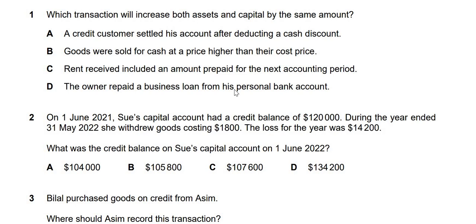So look, first of all, what you guys need to understand is that sales minus cost of inventory is equal to profit. Okay, so capital increases by the profit earned by selling goods at a higher price. The cash, on the other hand, also increases by the same amount. Inventory decreases by the cost of goods. So goods were sold for cash at a higher price than their cost. The answer is going to be B.